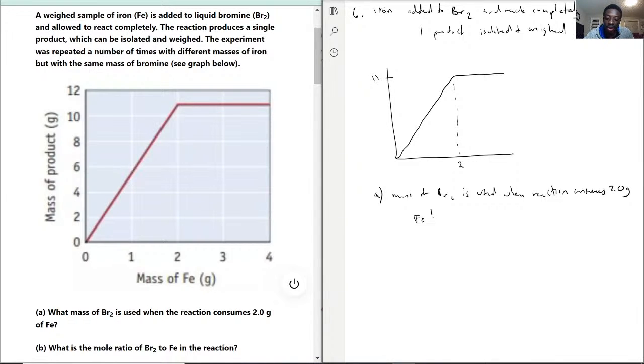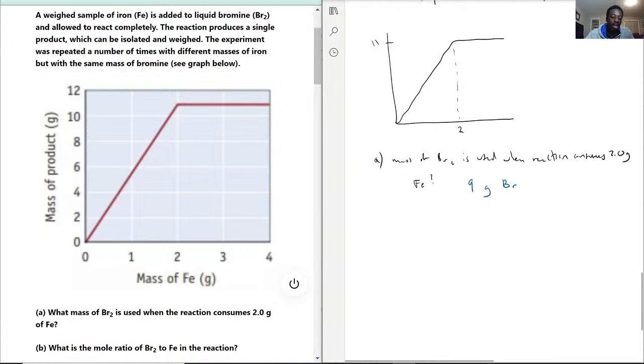That means 9 grams of bromine had to be used. No, sorry, actually, it still makes sense. 9 grams of bromine has to be in that mass of product if it reacts completely, because it used up all the mass of iron. So the only mass left has to be bromine, which is 9 grams of bromine.